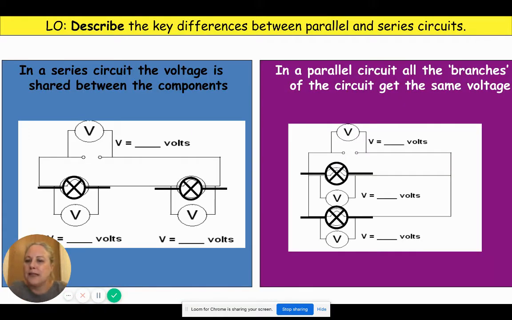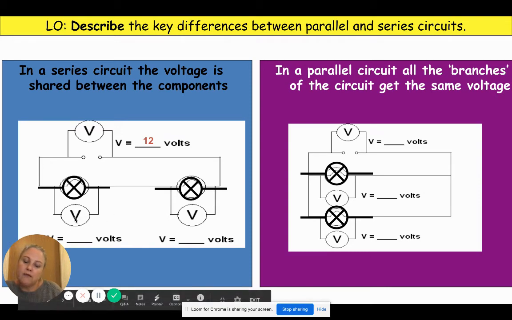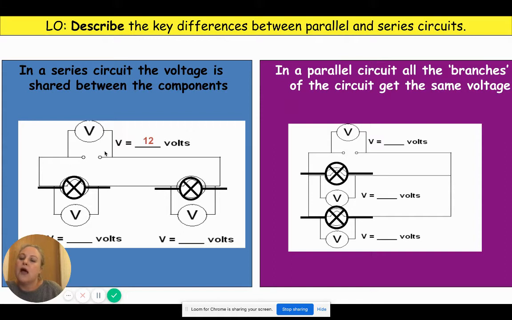Okay, so let's have a look here. In a series circuit, the voltage is shared between the components. So if we've got 12 volts, what potential difference would this voltmeter read and this voltmeter read? This voltmeter over the battery is reading 12 volts. How much would this one read? How much would this one read? Remember it's shared, so each one would receive 6 volts.